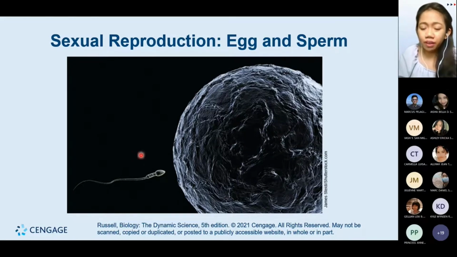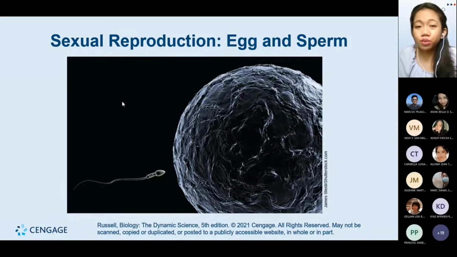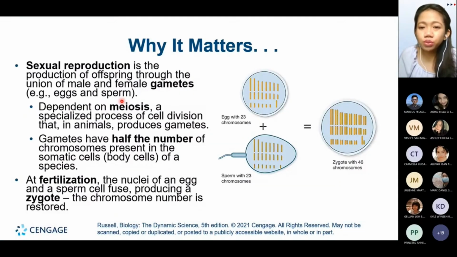Okay, so ito yung cover picture natin for our discussion because of course meiosis produces these two cells. Whenever we talk about meiosis, this is the process behind sexual reproduction. So this is defined as the production of offspring through the union of male and female gametes. So pag sinabi natin gametes, these are the sex cells, so sperm cell and egg cell.